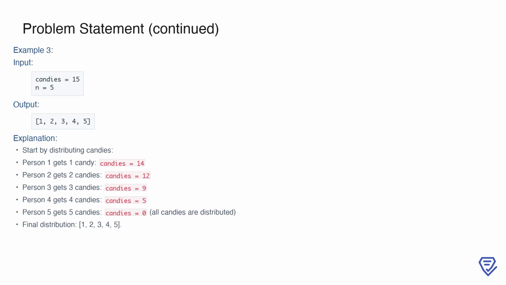Now, consider a scenario with 15 candies and 5 people. The distribution begins as usual. Person 1 gets 1 candy, leaving 14. Person 2 gets 2 candies, reducing the total to 12. Person 3 receives 3, leaving 9. Person 4 gets 4 candies, bringing the total down to 5. Finally, person 5 receives the last 5 candies, exhausting the total. The distribution here is 1, 2, 3, 4, 5. Notice that in this case, the total number of candies exactly matches the sum of the first 5 numbers, allowing for a perfect completion of one cycle.